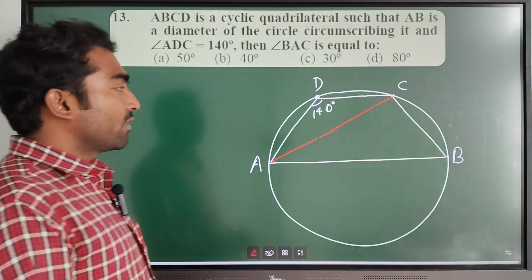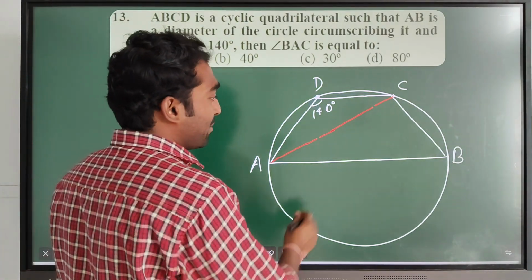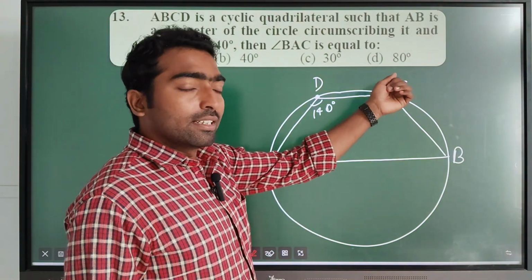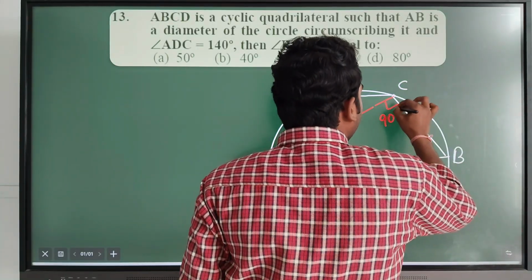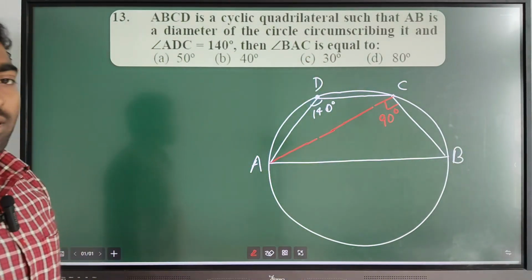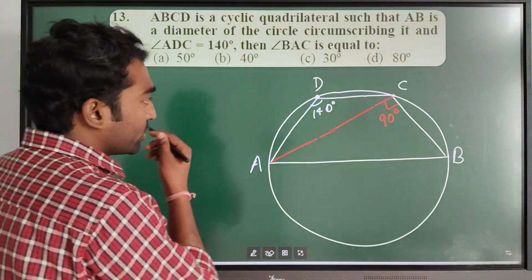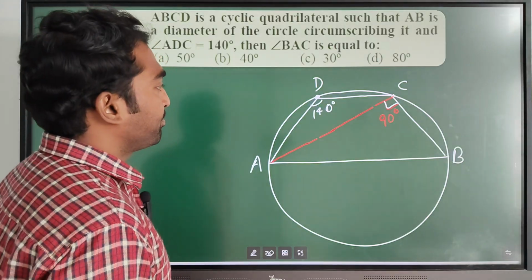As you have already studied in your class 10 that a diameter makes 90 degrees at any point on the circle, which means that this angle is 90 degrees. This is the theorem in class 10th and you have already studied it. So this value becomes 90 degrees.